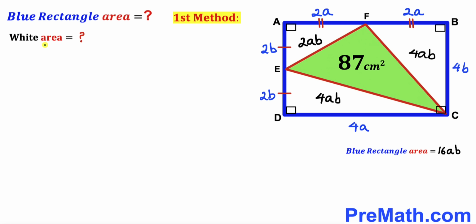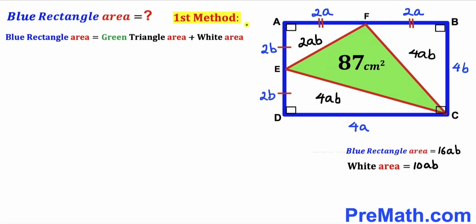And now we are going to calculate the total white area, in other words, the sum of all these individual white triangle areas. When you add them, that is going to give us 10 times AB. So the sum of these three white triangle areas turns out to be 10 times AB. And now let's recall this equation once again. The blue rectangle area equals the green triangle area plus the total white area.